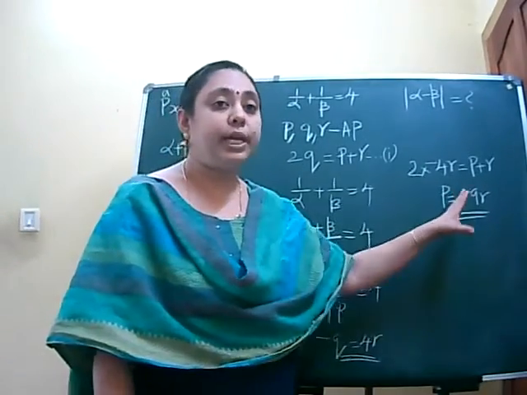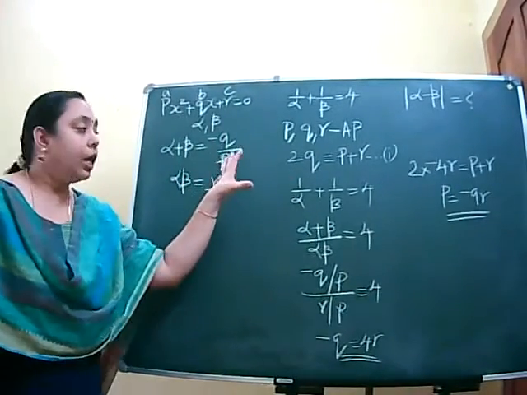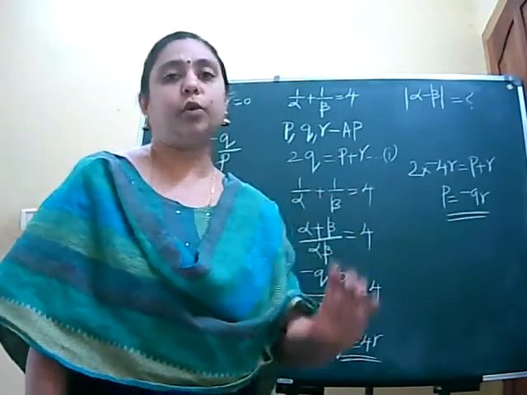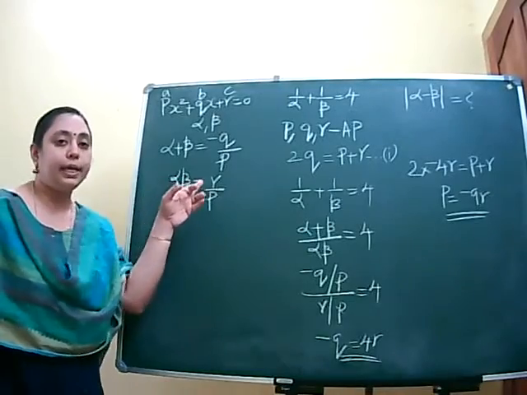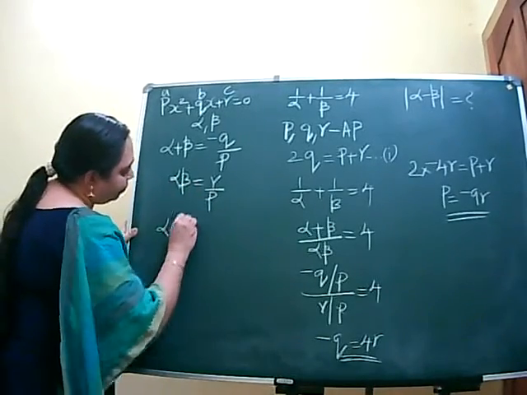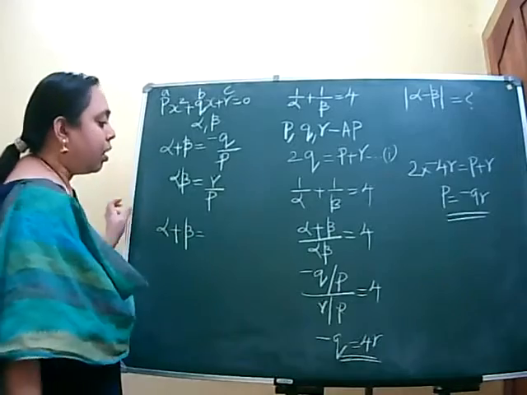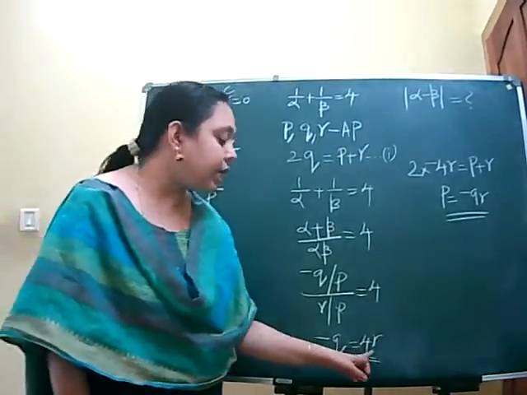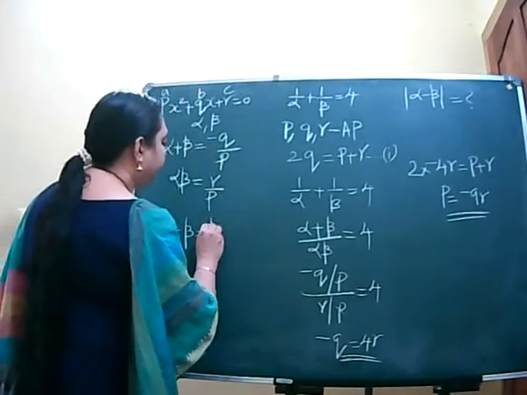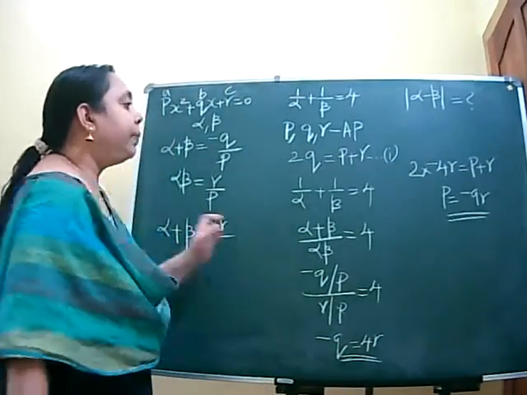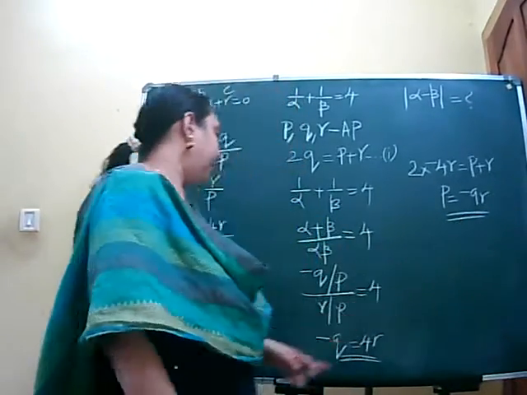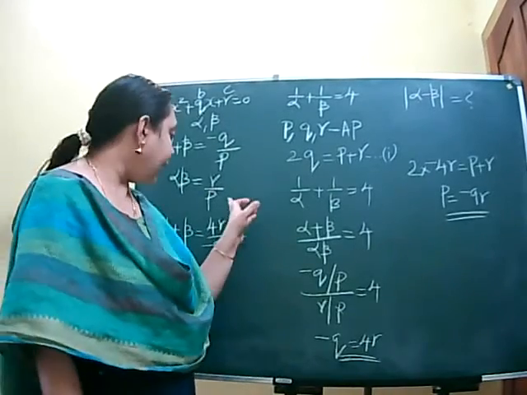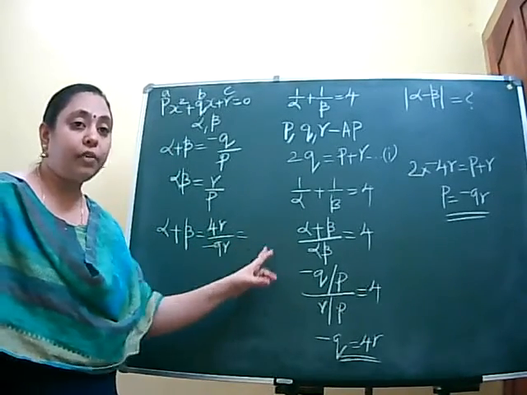Now we substitute these values here in order to find out the exact values of sum and product of the roots. So alpha plus beta becomes minus q divided by p. Here minus q is 4r and p is minus 9r. r gets cancelled and this becomes minus 4 divided by 9.